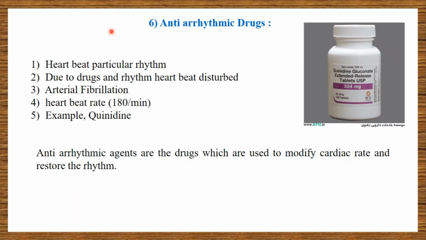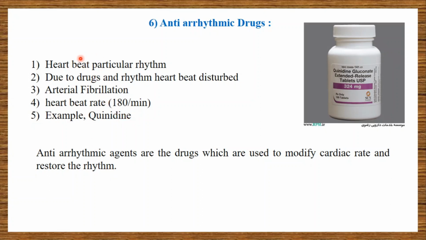These are the antiarrhythmic agents. Antiarrhythmic agents are the drugs which are used to modify the cardiac rate and restore the rhythm to normal level. That drug is called an antiarrhythmic drug, and the example is quinidine.